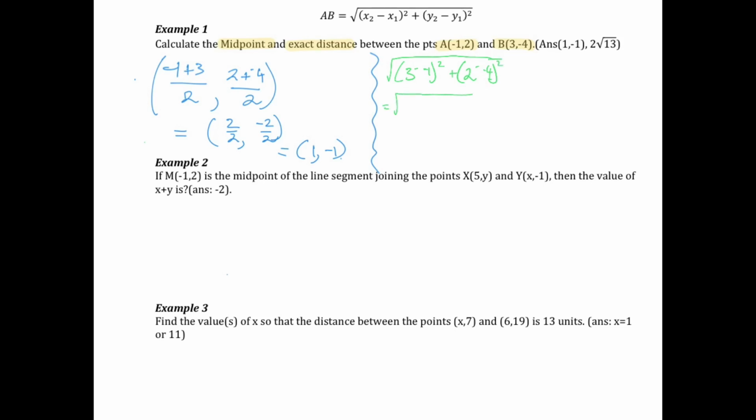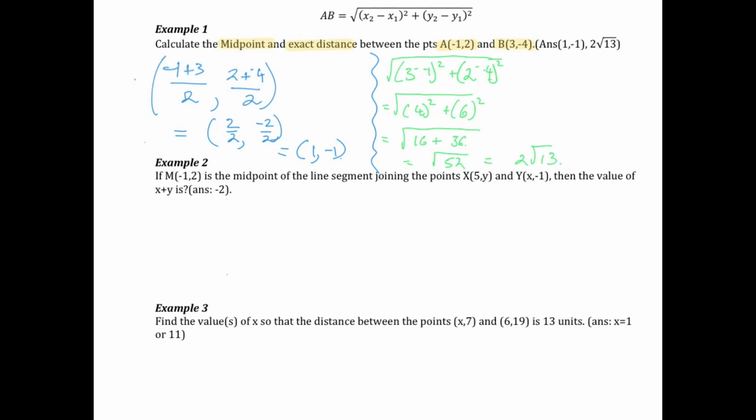So 3 minus -1 gives me 4, so that's 4 squared, plus 2 minus -4, which is 6, so 6 squared. So 4 squared is 16, plus 6 squared is 36, gives me the square root of 52. Simplify if we can, that'll give me root 4 by root 13, which is 2 root 13.